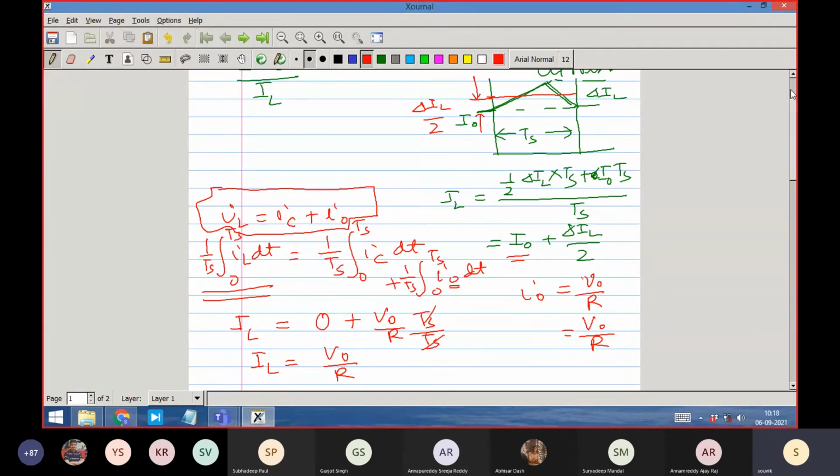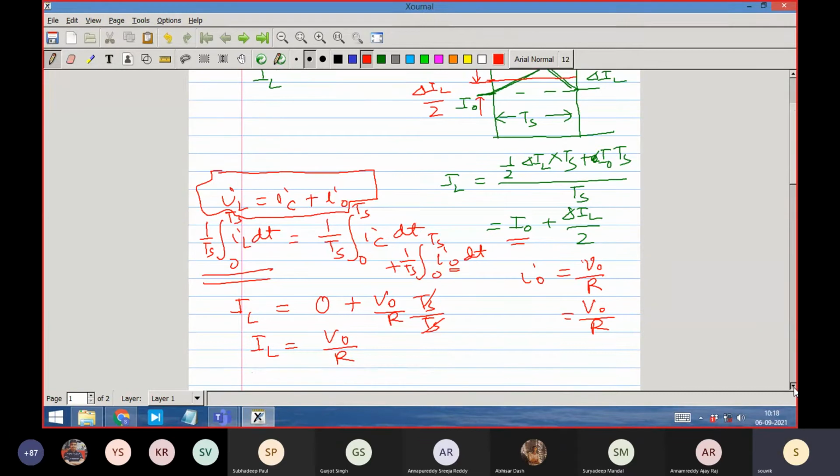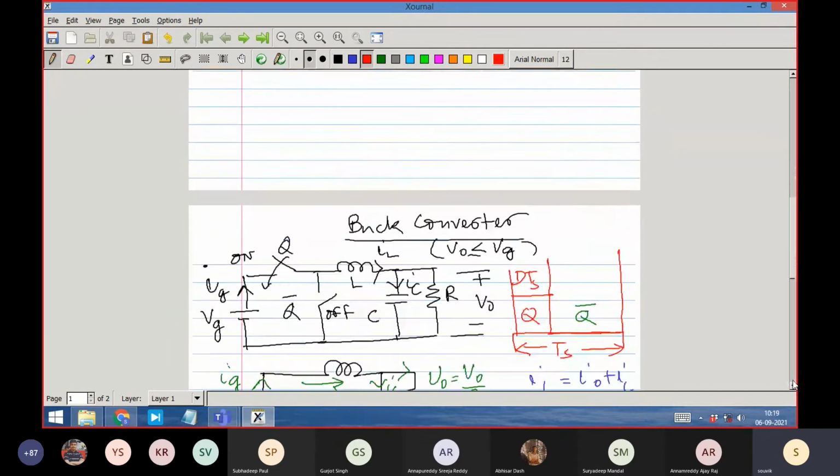After some time, you can understand this even by observation. There is nothing big deal in this. In any circuit, in an average sense, the capacitor current will be 0. So the average inductor current must be equal to the average load current, and the average load current is V naught by R, V naught being the average of the output voltage. V naught is considered to be the average of the output voltage by definition.